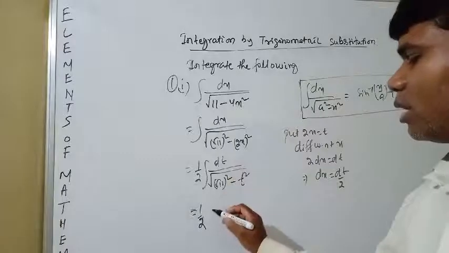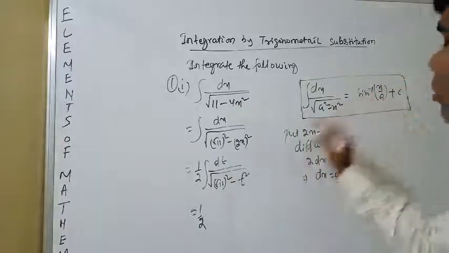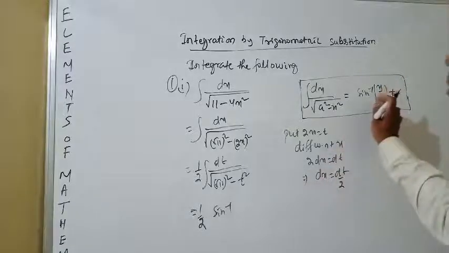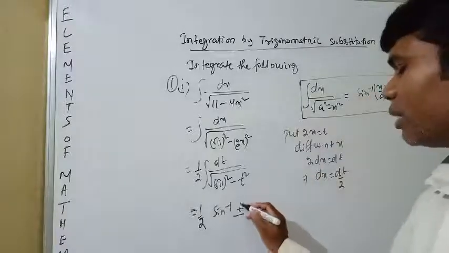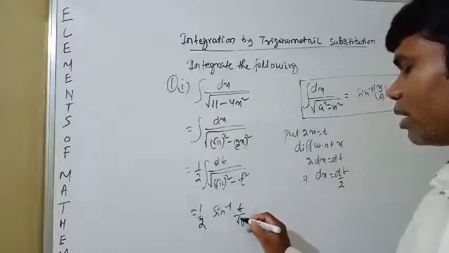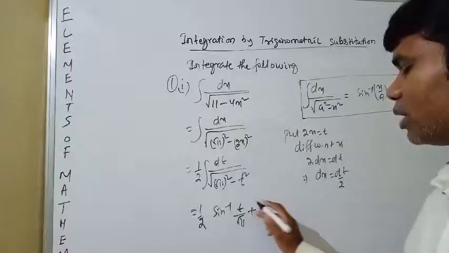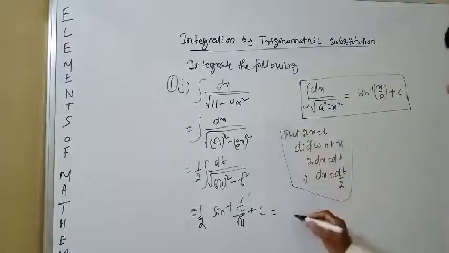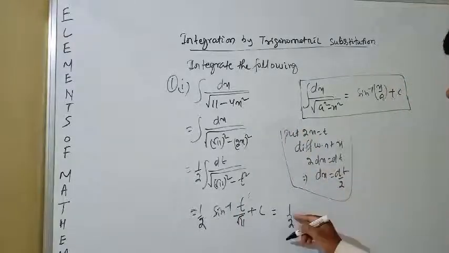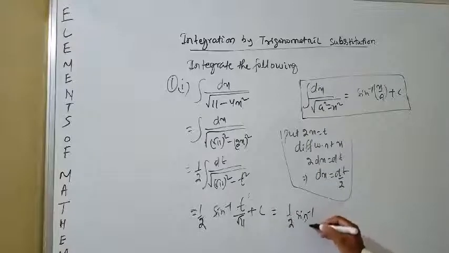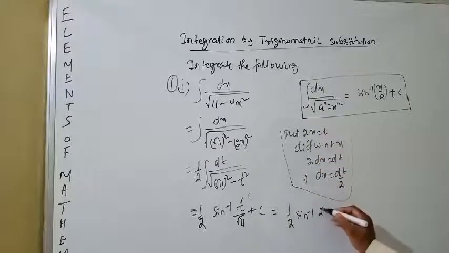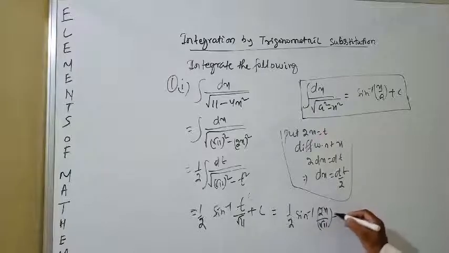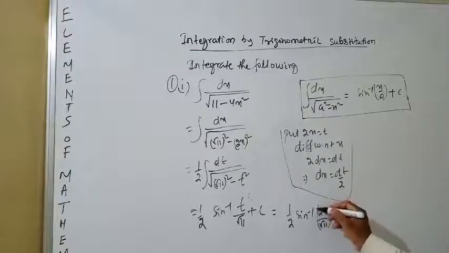This is equal to half sin inverse x by a, here x is t and a is root 11, plus c. You see, this is equal to half sin inverse of t, how much you have taken, 2x by root 11, plus c.